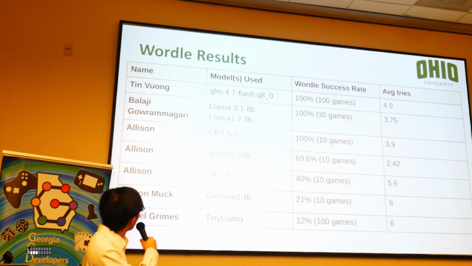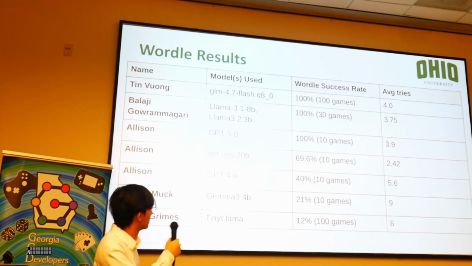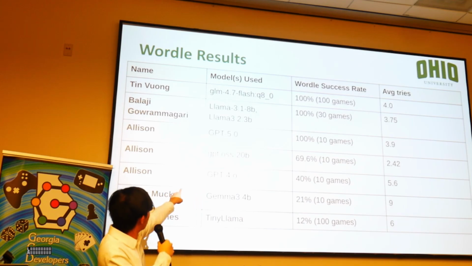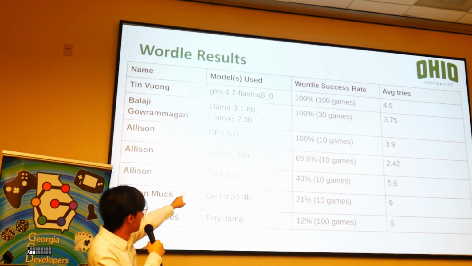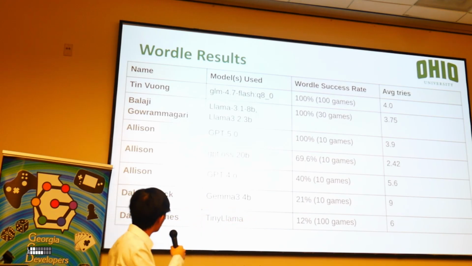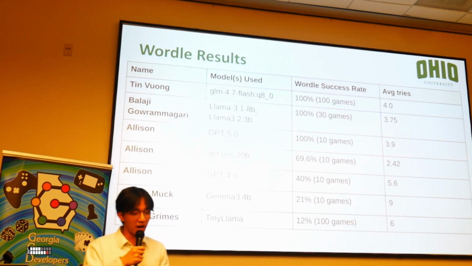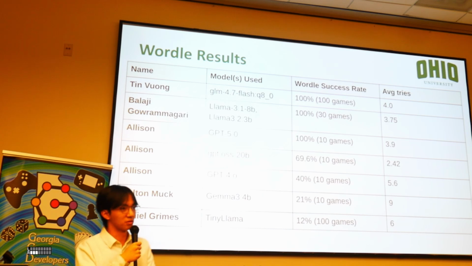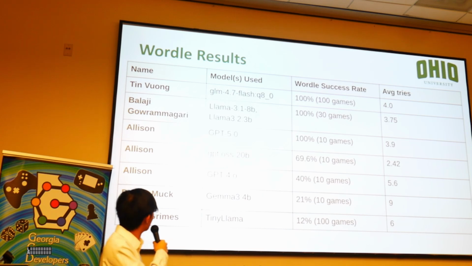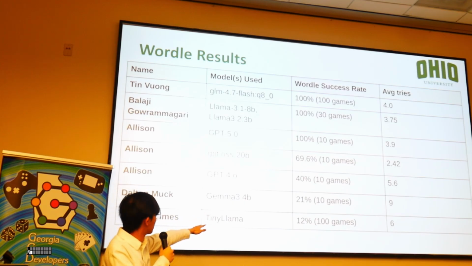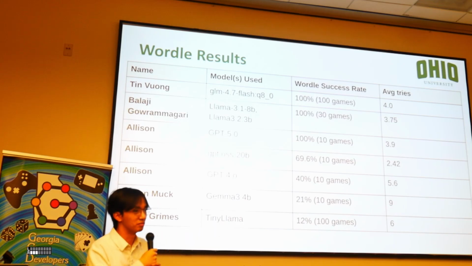For commercial models, GPT-5, the most recent model, solved it 100% of the time. But the open source model they released last year, the 20 billion model, and also GPT-4o, didn't perform as well. So parameter size, model size, and also when the model was released, those two factors come into play as well. And the really small models, 4 billion parameters and smaller, barely even solve the game.